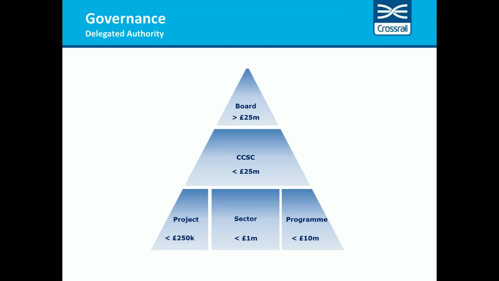So on Crossrail, if I start at the bottom left, our project managers have authority up to £250,000, and then above the project at sector level, our sector directors have authority up to £1 million. That increases to £10 million for people working at the program level, and then beyond £10 million, that has to go into the commercial and change subcommittee, which can approve anything up to £25 million. If it's above £25 million, it then by default has to go to Crossrail's board.